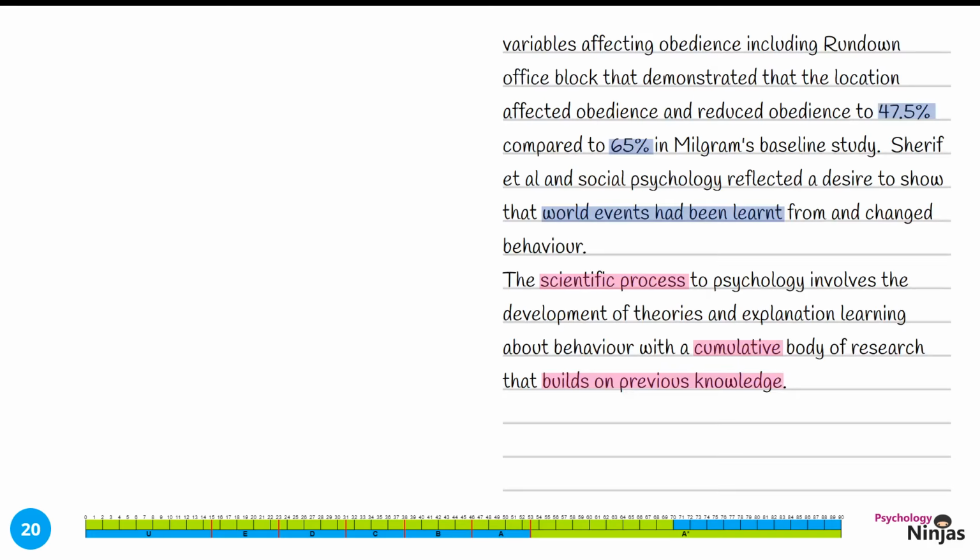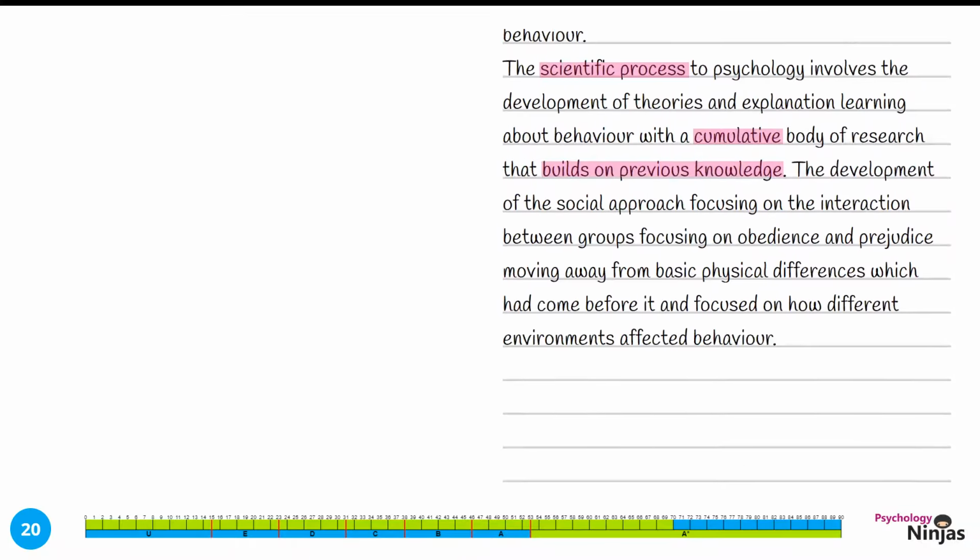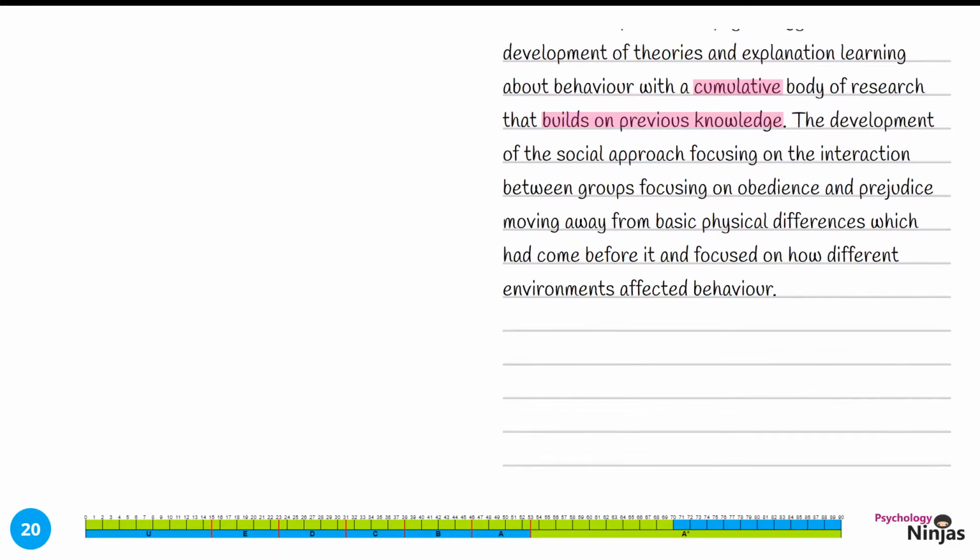It's then time to evaluate, giving some examples from social psychology. The development of the social approach, focusing on the interaction between groups, focusing on obedience and prejudice, was moving away from basic physical differences, which had come before it, and focused on how different environments affected behaviour. We've been clear here that this is a progression in psychological knowledge, that now we're starting to focus on groups and understand environmental influences for behaviour.